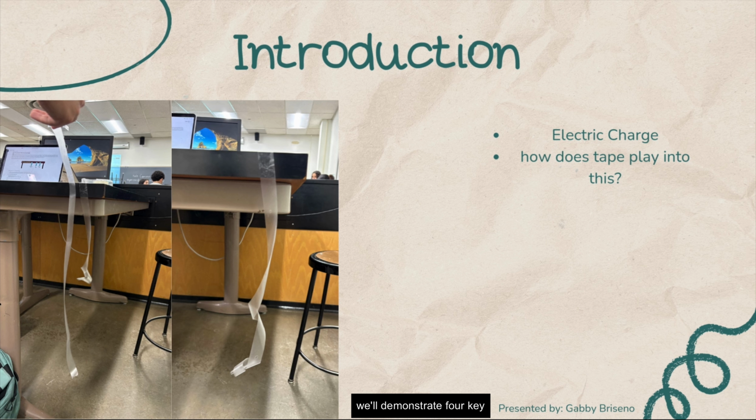And we'll demonstrate 4 key parts during this report. So first is how a single piece of tape behaves when charged. Second, what happens when 2 equally charged tapes interact. And third, how separating top and bottom tapes creates the opposite charges. And finally, what happens when those opposites are brought back together. So each of these interactions will help us better understand the rules of repulsion, attraction, and neutrality.